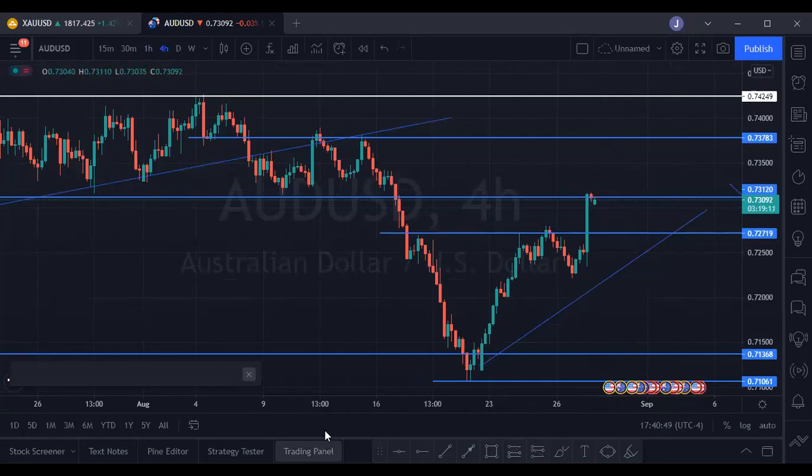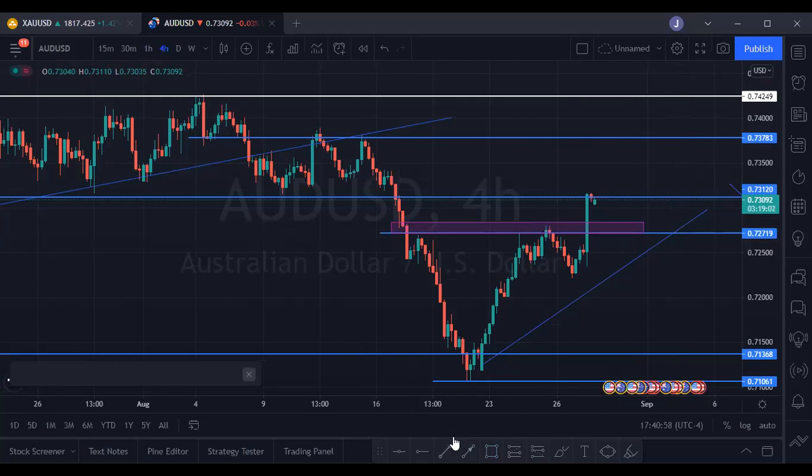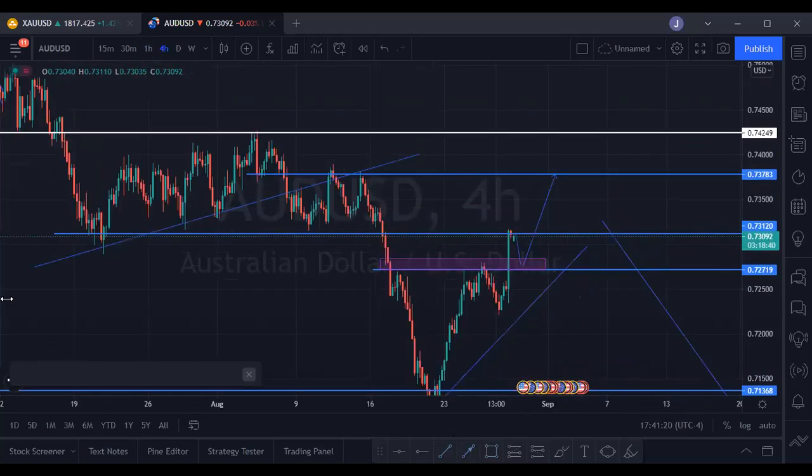If price breaks, that means I'll be waiting for a pullback to this point, then I will enter my trade. This is what I'm expecting: price to come inside here, then up to this point, TP1.